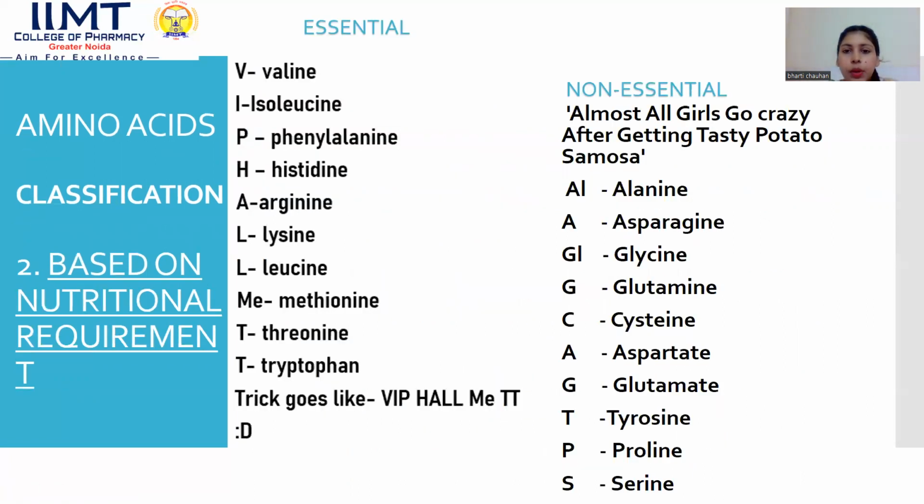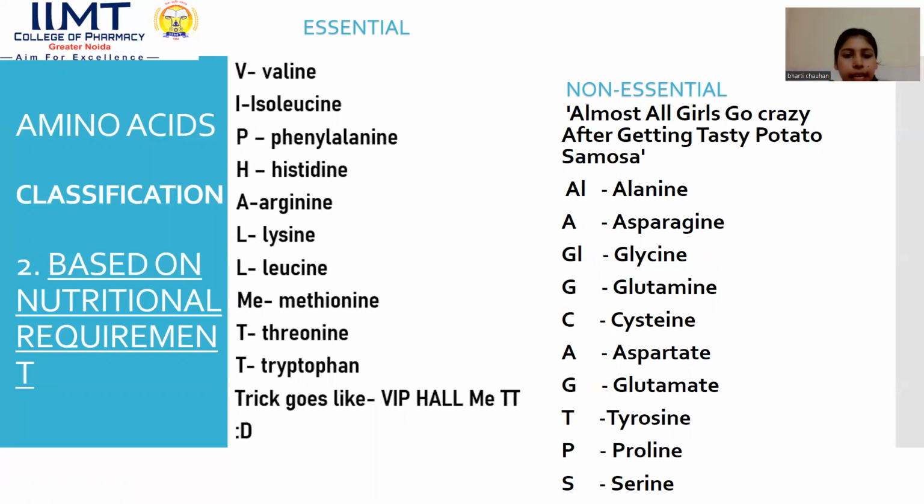Essential amino acids are basically the amino acids which cannot be synthesized by the body and therefore need to be supplied through the diet. Non-essentials are those which the body can synthesize to meet biological needs. So let's learn these amino acids in a fun way.